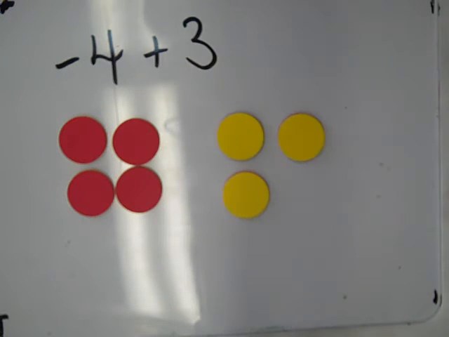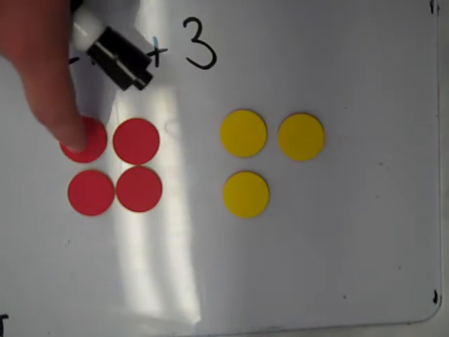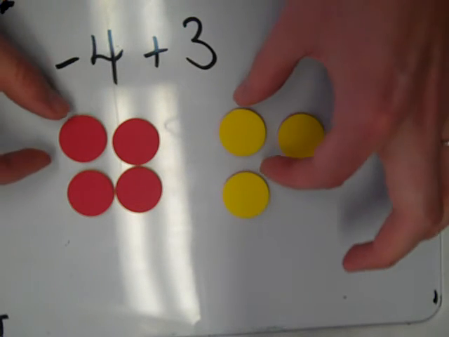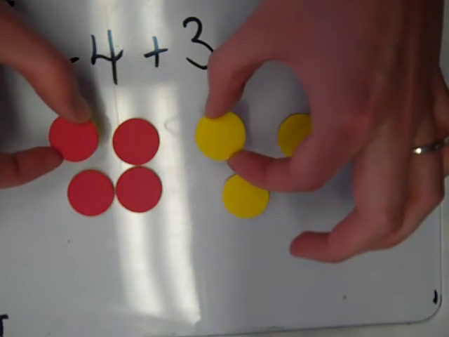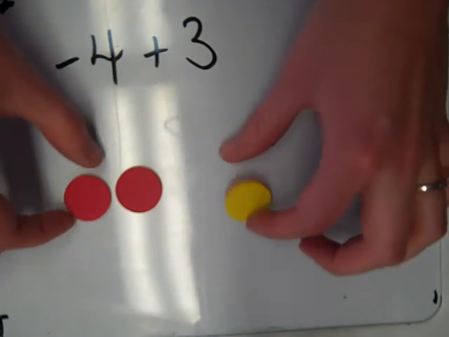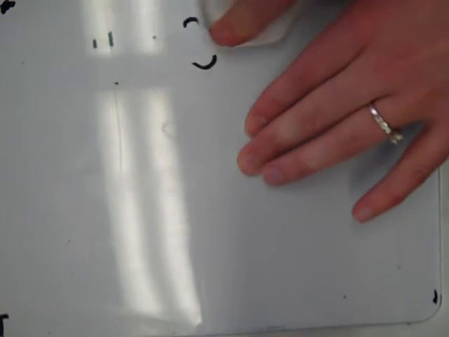Now, we talked about a 0 pair being a red one and a yellow one. So we have -1 and +1. Those give us 0. So we can take those pairs off one at a time. I can take a red and a yellow away, a red and a yellow away, a red and a yellow away. That leaves us with -1. And that's the answer. That's the same answer we got when we did it on the number line.